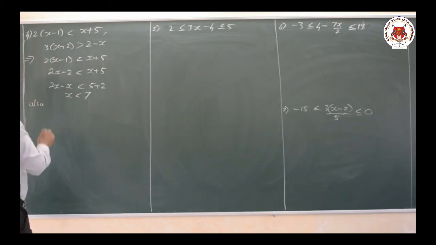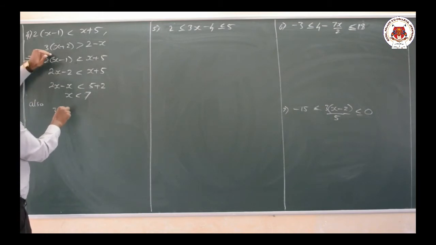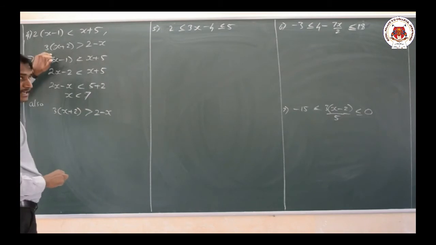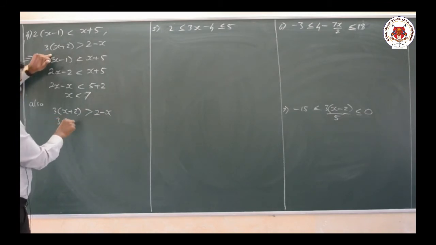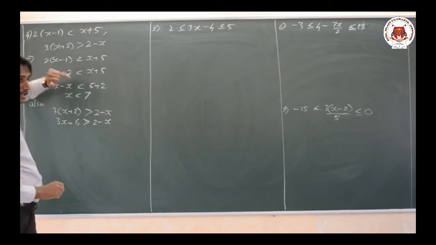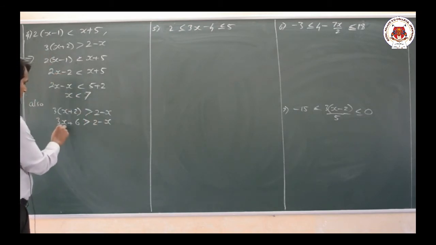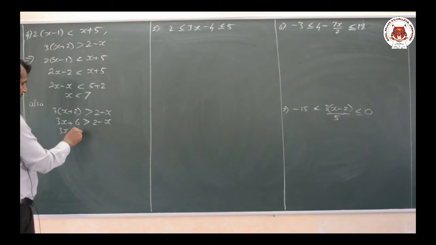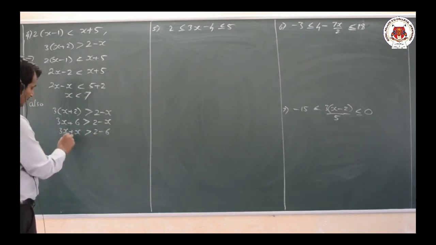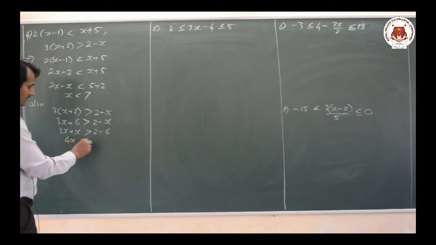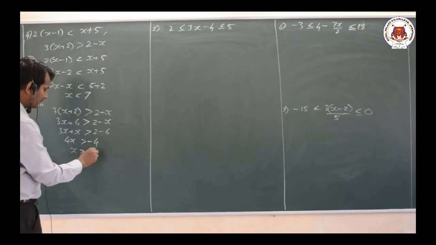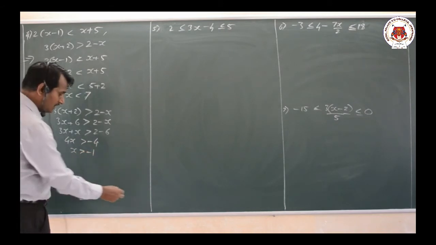Also we are having 3 into (x plus 2) greater than 2 minus x. Now multiplying by 3, we get 3x plus 6 greater than 2 minus x. Now you can solve it very easily: 3x plus x greater than 2 minus 6, that is 4x greater than minus 4. Divide by 4, and we get x greater than minus 1. These are the two solutions.